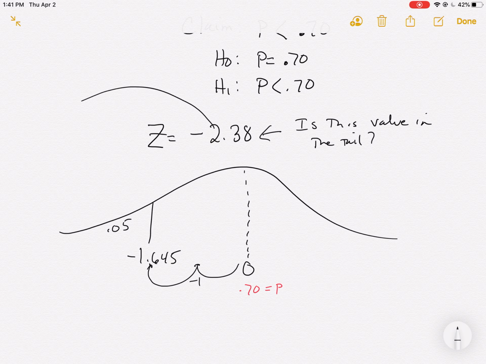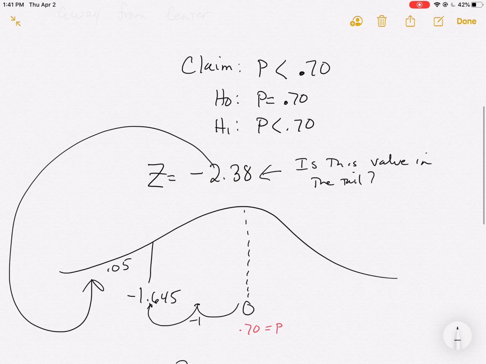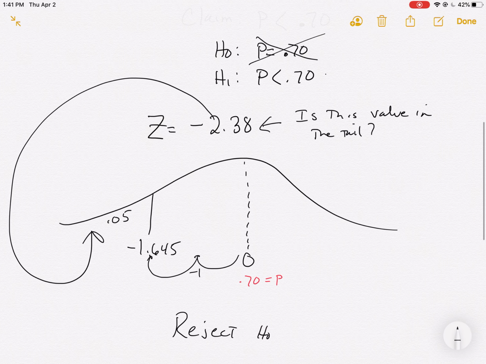Are you okay seeing that negative 2.38 is out here? It's in the tail. It's beyond 1.645. It's more to the left than negative 1.645. And therefore, we accomplish our goal. We're going to reject the null hypothesis. Well, that says a lot. If you reject the fact that it could be 70%, then it's not 70%, and we know what side it's on. We're seeing it come in on the side less than 0.70, or we would have never made that claim.